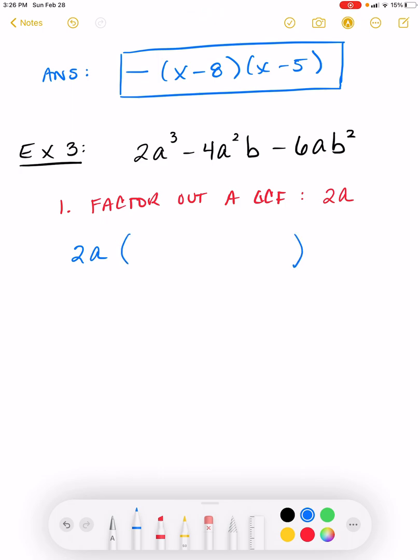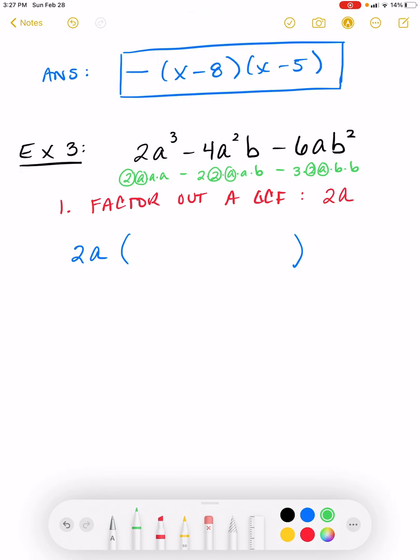The result is going to be this, remember, and we can even make a picture if we need to. This is 2 times a times a times a. 4 can break down into 2 times 2 times a times a times b. And 6 can break down into 3 times 2 times a times b times b. So we can do this with a picture, or we can just do it by dividing out a 2a. So if I think about circling what they have in common, they all have a 2 in common, and they all have 1a in common.